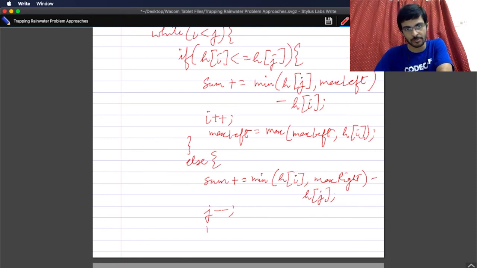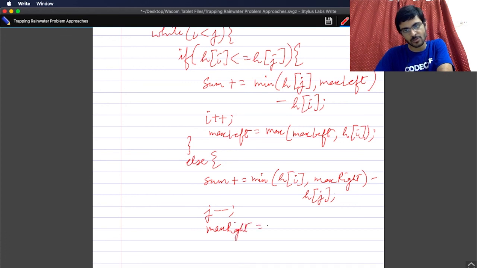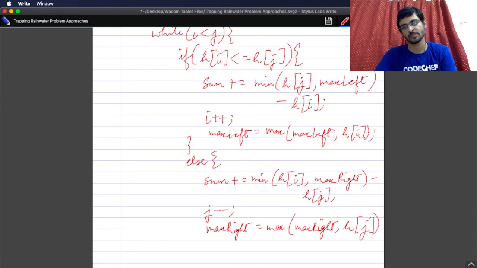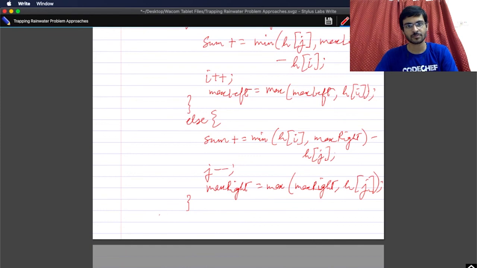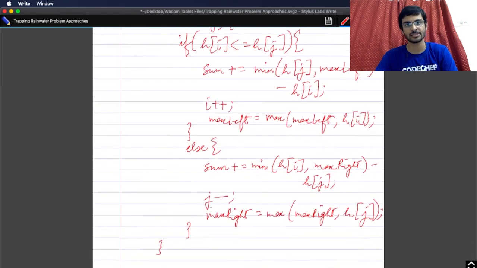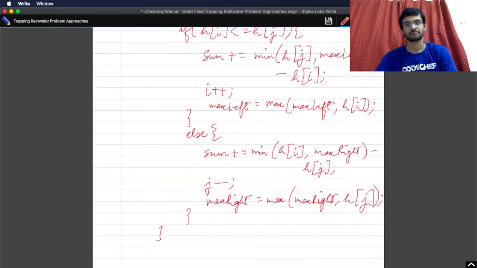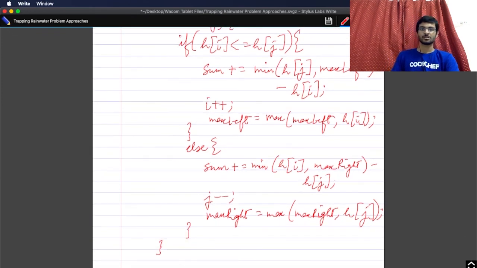That is not possible. Max right is equal to max right, I'm sorry, max of max right comma h of j. Okay, that's it. There you go, while i less than j. So this is a complete algorithm.